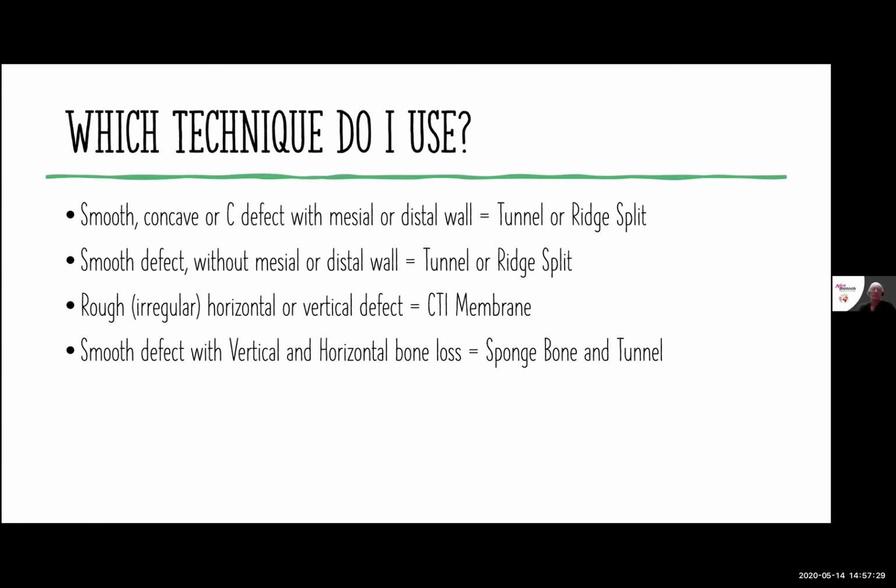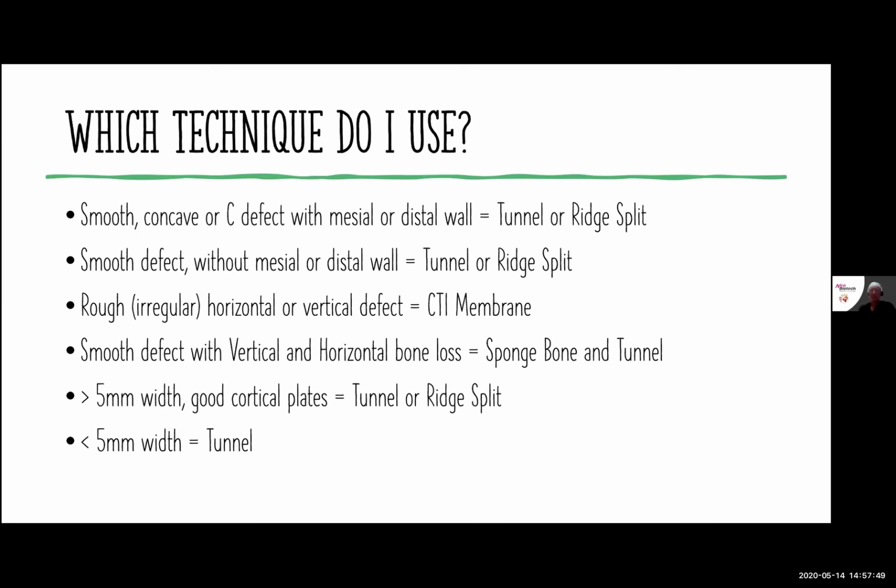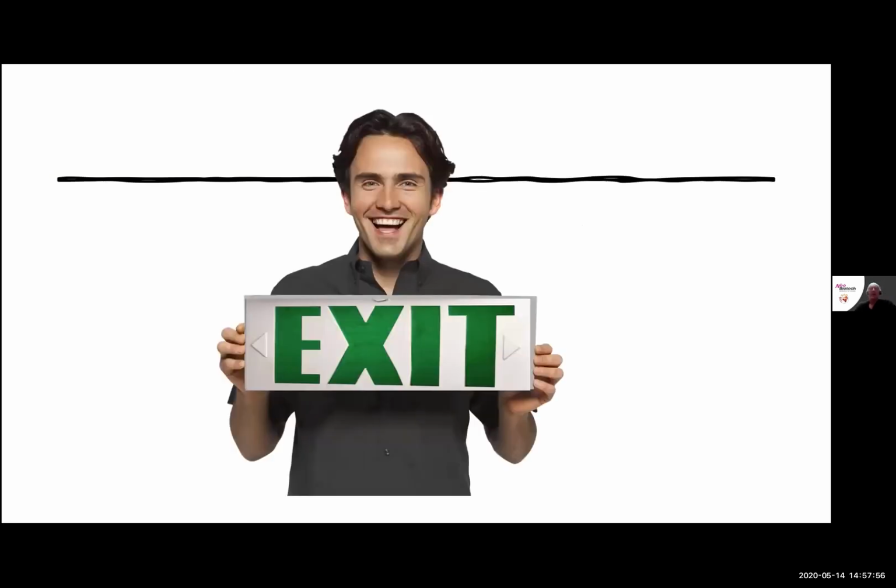If there is a smooth defect that has some vertical and horizontal loss, I'm going to combine my sponge bone with my tunnel technique. If I have greater than 5 millimeters and good cortical plate to punch through to get good bleeding, I'm going to use my tunnel technique first, but you may also use a ridge split with that. If I have less than 5 millimeters of width of bone, I will only use the tunnel technique for that. And that, my friends, is my technique in an hour or less.